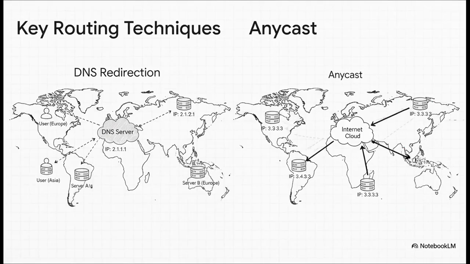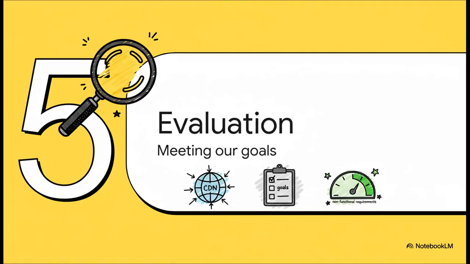So how do they pull this off? There are two really clever techniques used here. The first is DNS redirection. When your computer asks for a website's IP address, the CDN's smart DNS server looks at where you are and gives you the IP of a server that's close to you. The other method, which is even cooler, is Anycast. With Anycast, a whole bunch of servers all over the world announce the exact same IP address. Then, the internet's own core routing protocol just magically sends your traffic to whichever server is closest from a pure network perspective. It's brilliant.